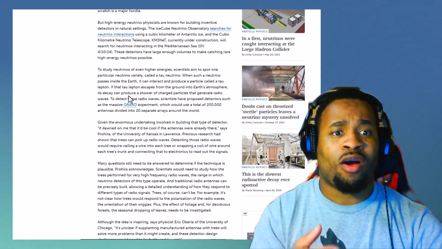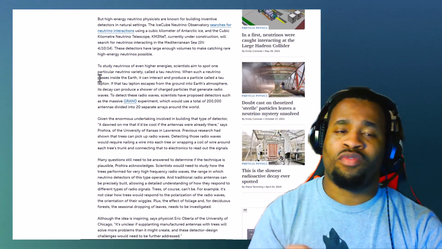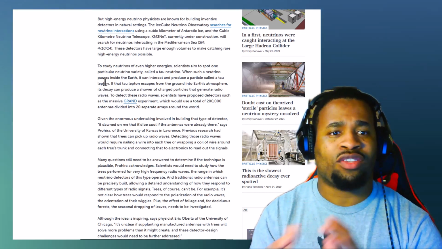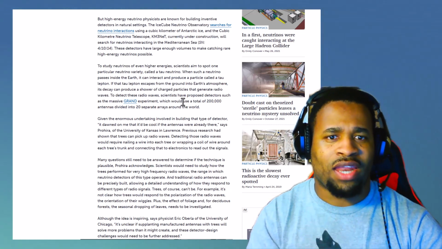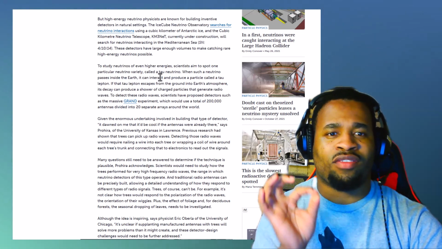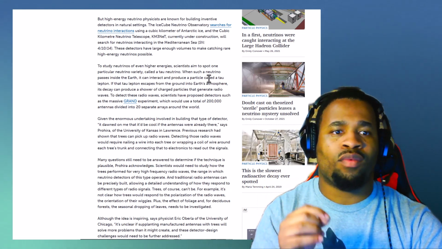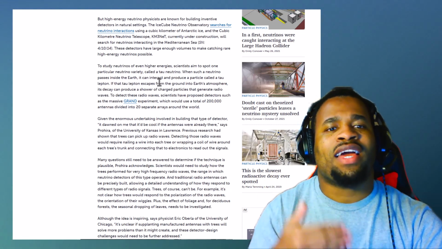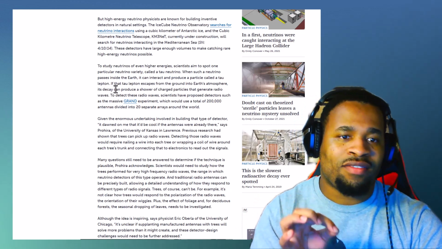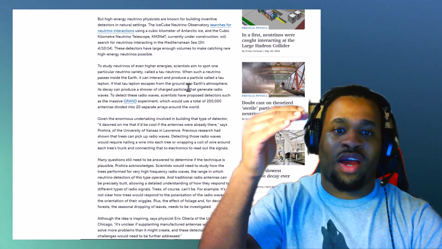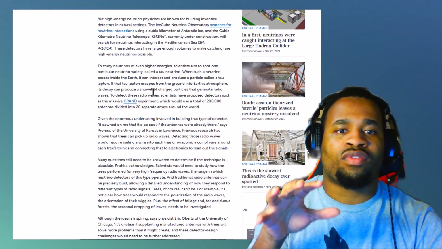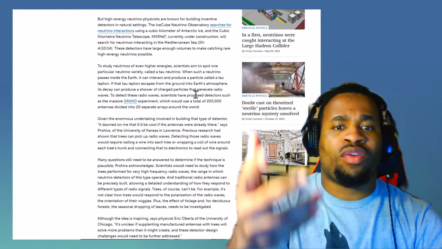But now there are a couple of new ideas coming up, according to this article. Now, to study how a neutrino has higher energy, it says that the neutrino variant we're going to be looking at is called the tau neutrino. When this neutrino passes inside the Earth, it can interact and produce a particle called a tau lepton. And when this lepton escapes from the ground into Earth's atmosphere, it decays, and this can produce showers of charged particles that generate radio waves.